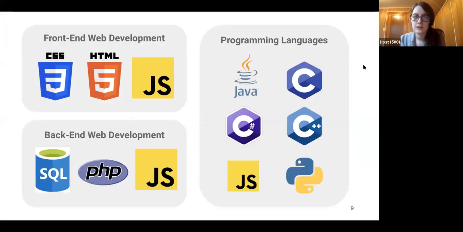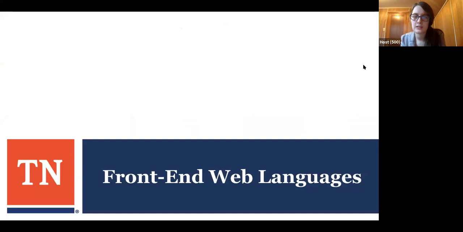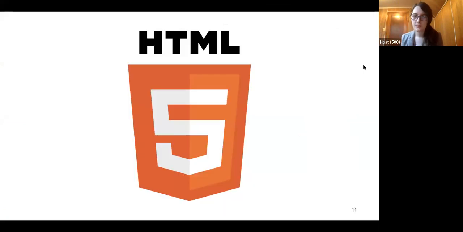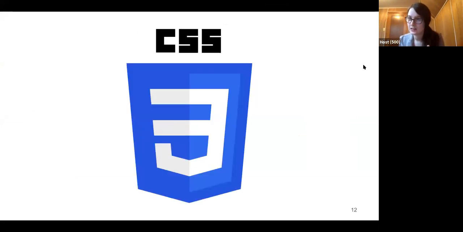So here's the different categories. Let's go into the individual languages. So here's the front-end web languages. HTML is basically the bones of a website. It's got all the content, the text, the images, and it tells the browser where to find all the things that you're going to be putting on the website. It does not look pretty, and that's where CSS comes in. CSS is like the makeup that you put on top of HTML to make it look nice.